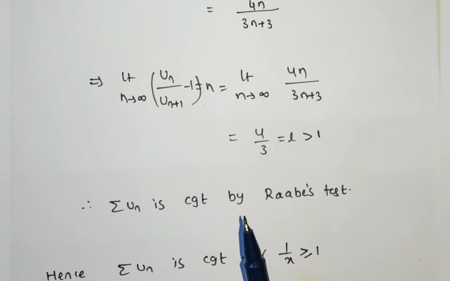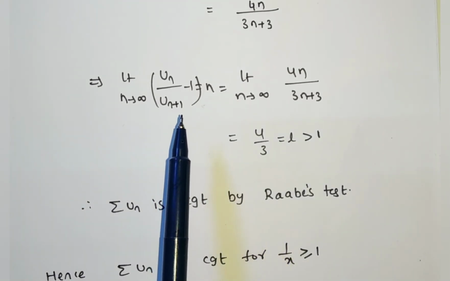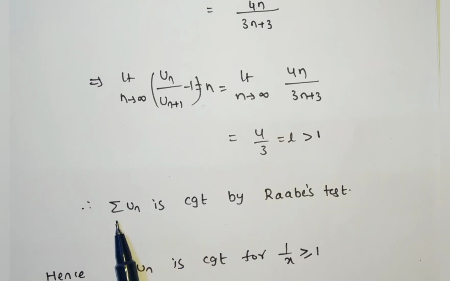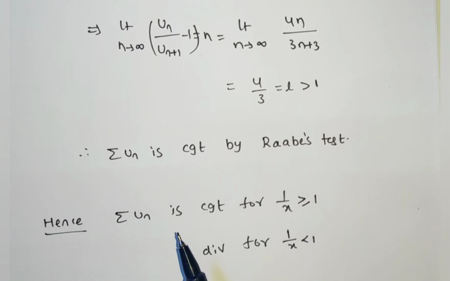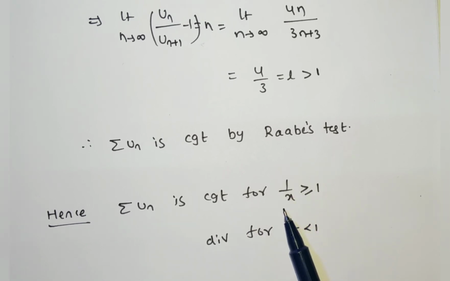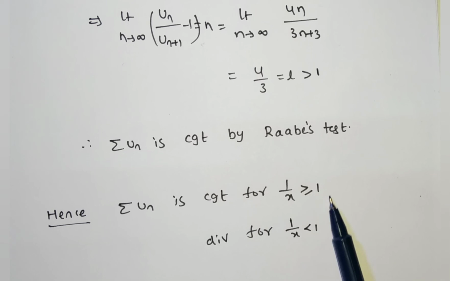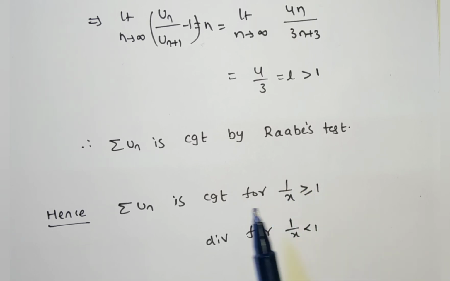When the limit is greater than 1 in Raabe's test, the series is convergent. So finally we can say the series is convergent for 1 by x greater than 1, divergent for less than 1, and also convergent for equal to 1. That is why it is written: 1 by x greater than or equal to 1 is convergent, and 1 by x less than 1 is divergent. This is the Raabe's test method.